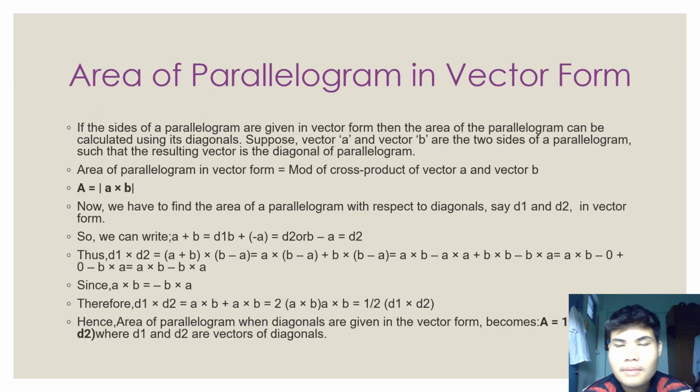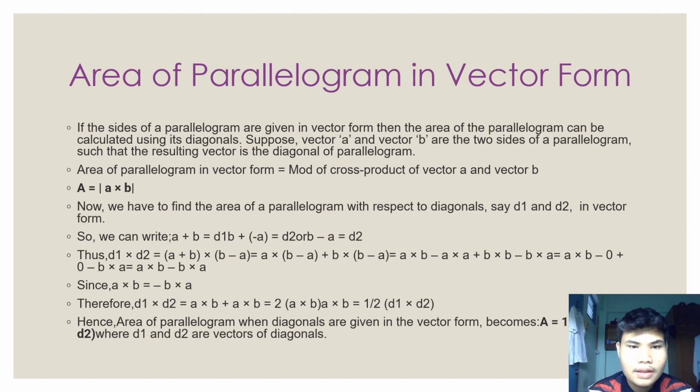Area of a parallelogram in vector form. If the sides of a parallelogram are given in vector form, then the area of the parallelogram can be calculated using its diagonals. Suppose vector A and vector B are the two sides of the parallelogram, such that the resulting vector is the diagonal of the parallelogram. Area of a parallelogram in vector form equals the modulus of the cross product of vector A and vector B, that is, A times B.